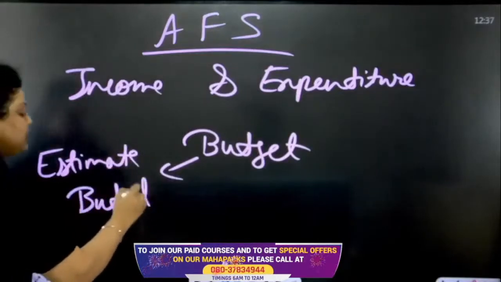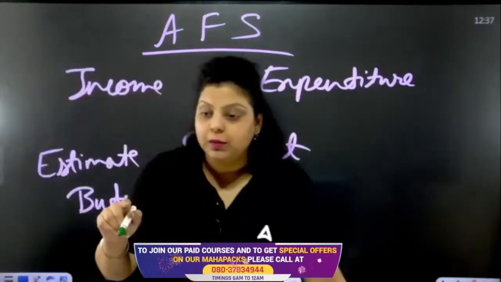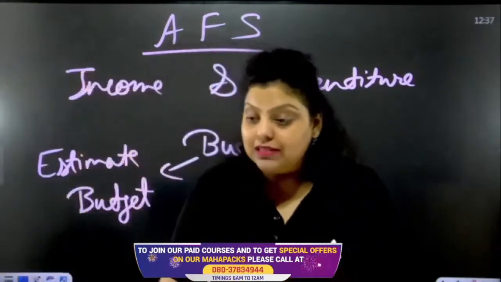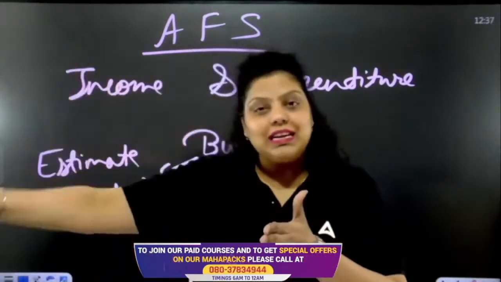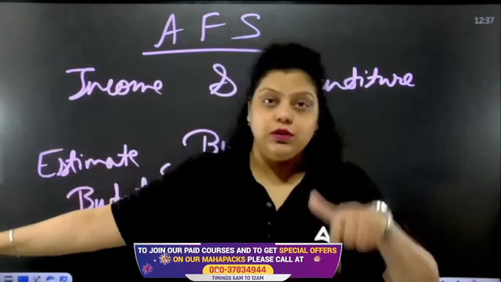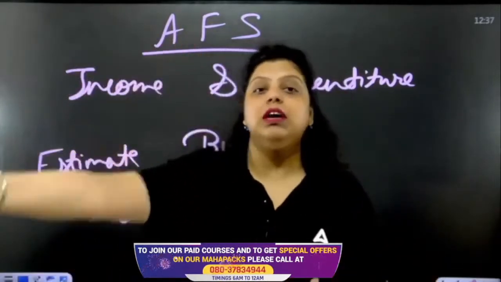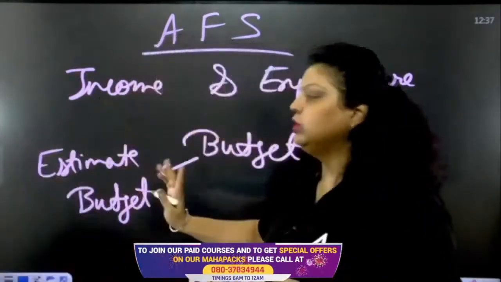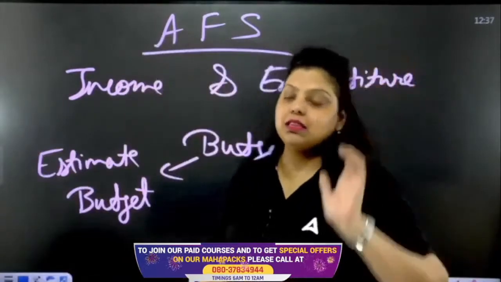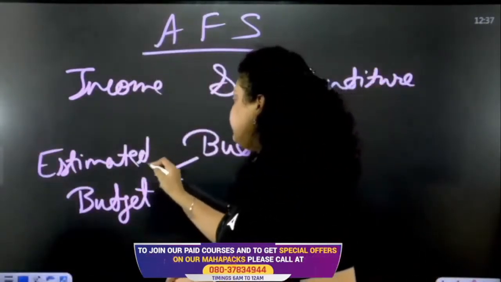Because whenever government is presenting a budget, that budget will be presented for the upcoming financial year, not for the current financial year. You are estimating for the upcoming financial year. That is your budget, right? That's the estimated budget.